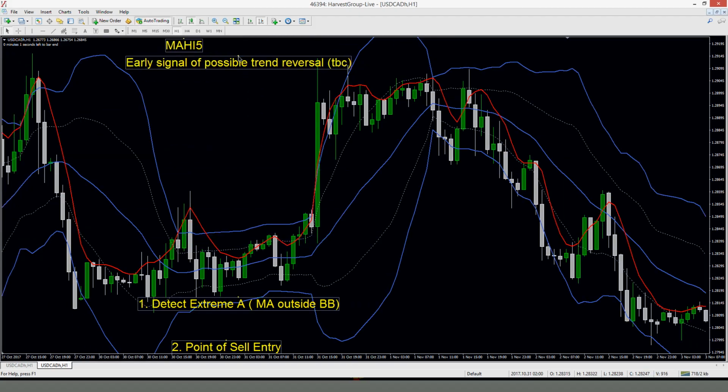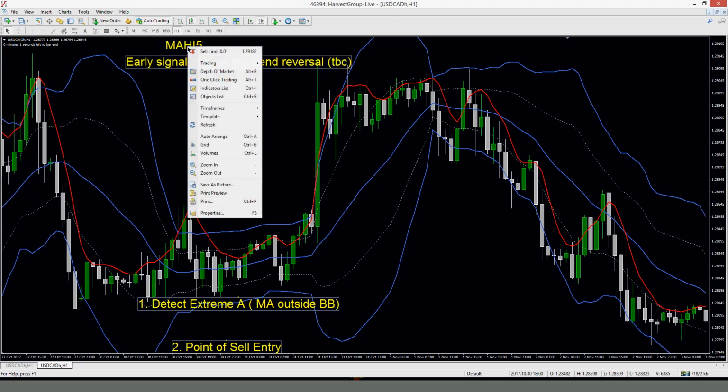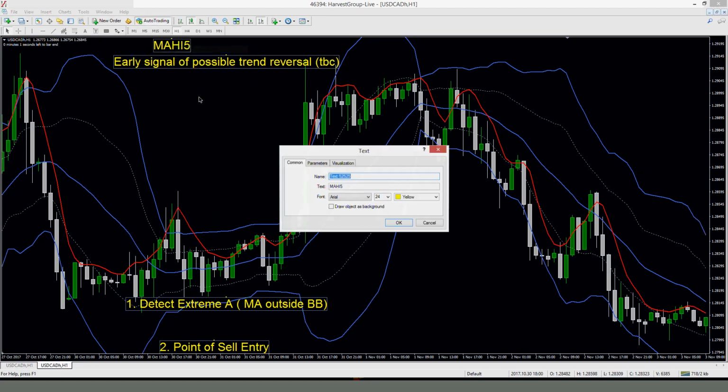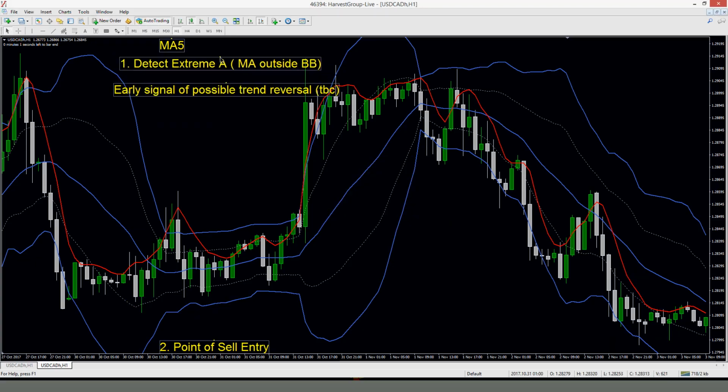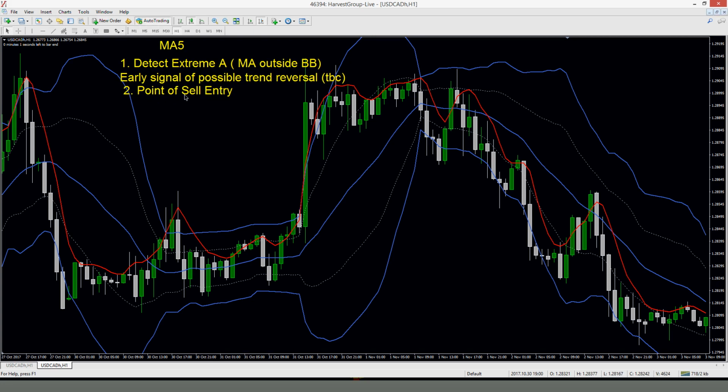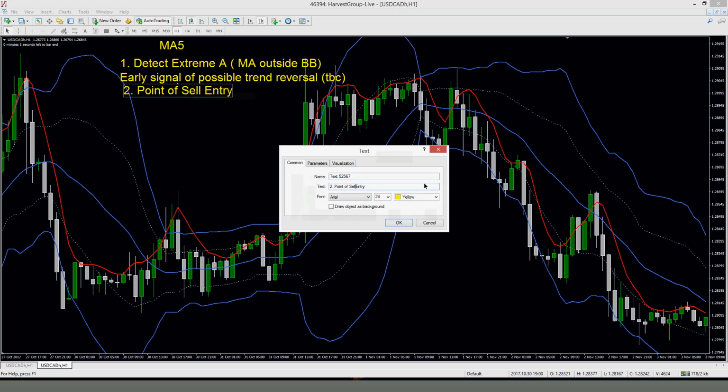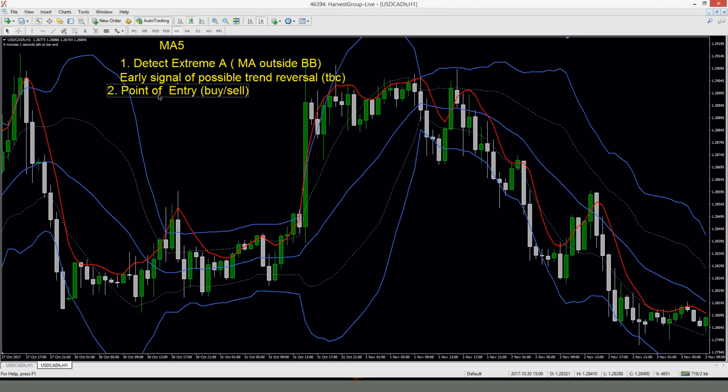So let me just put that simplified like that. The first function of MA5 is to detect extreme A, which is MA outside of the Bollinger Band. The second one is a point of entry, whether it's buy or sell, depending on which MA you're looking at. Here, we're looking at MA5.